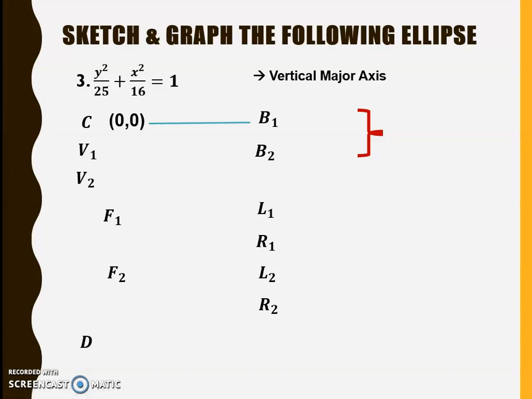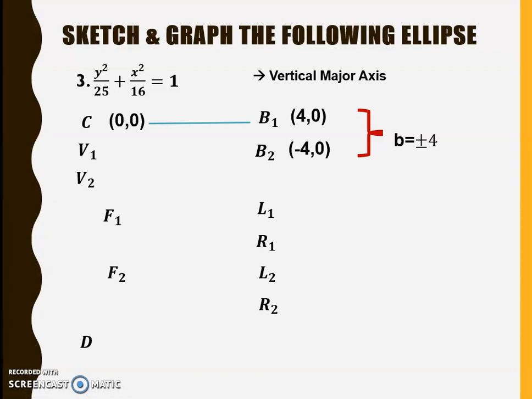How about the B1 and B2 values? Remember, B1 and B2 are represented by b. So you have b equal to plus or minus 4. Since this is a vertical major axis, the movement from the center will be left and right, so therefore changes in x's. So 4, 0 and negative 4, 0.